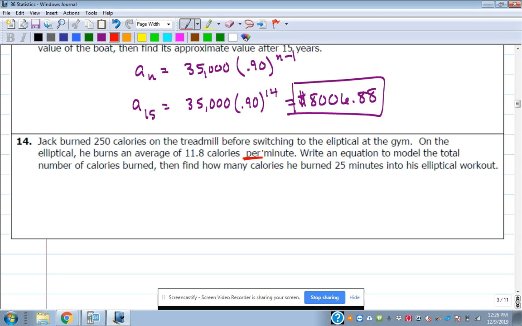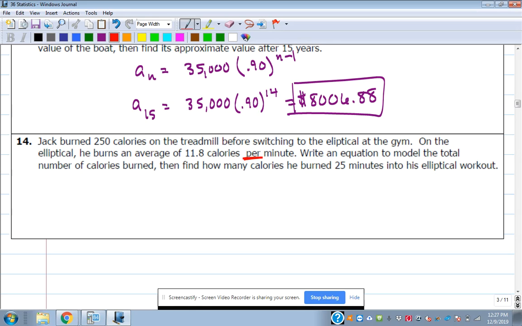When we did word problems back in August, September, when we saw "per" in there, what did that indicate for the problem? Kind of, but not really. What part of an equation would that indicate? 11.8 calories per minute. Think about it. It's a constant amount each time, right? So it's moving the same amount each time.